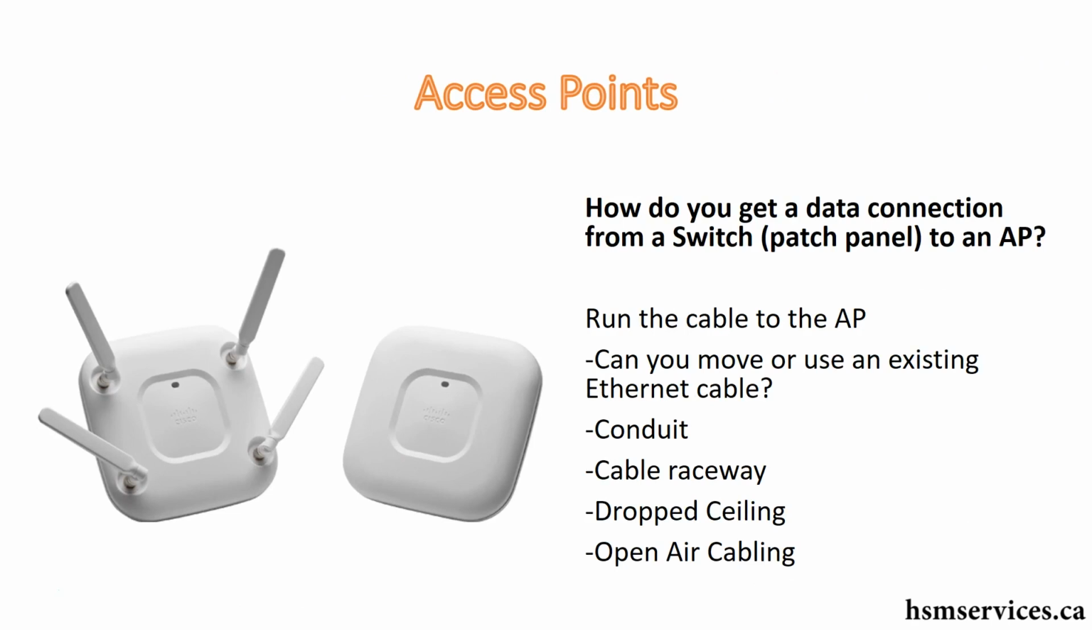So how do you run a cable to the AP? We're not really going to talk about that, but obviously if you can move or use an existing cable, that will save you time and money. If not, then maybe there's a conduit that goes from your IDF to the location of the AP, or part of the way there, or there's a raceway if you're running cable above a dropped ceiling. Maybe it's open air, so you can use some J hooks or zip tie the cable to the joists or something else.